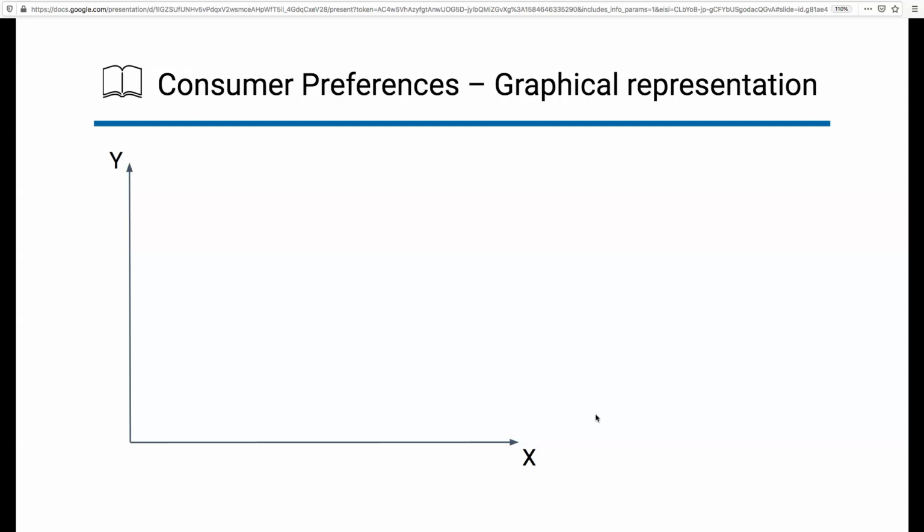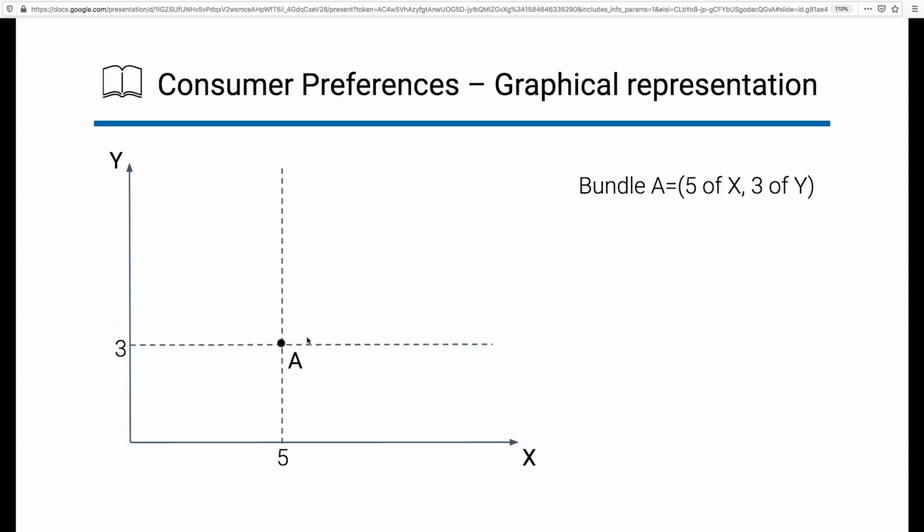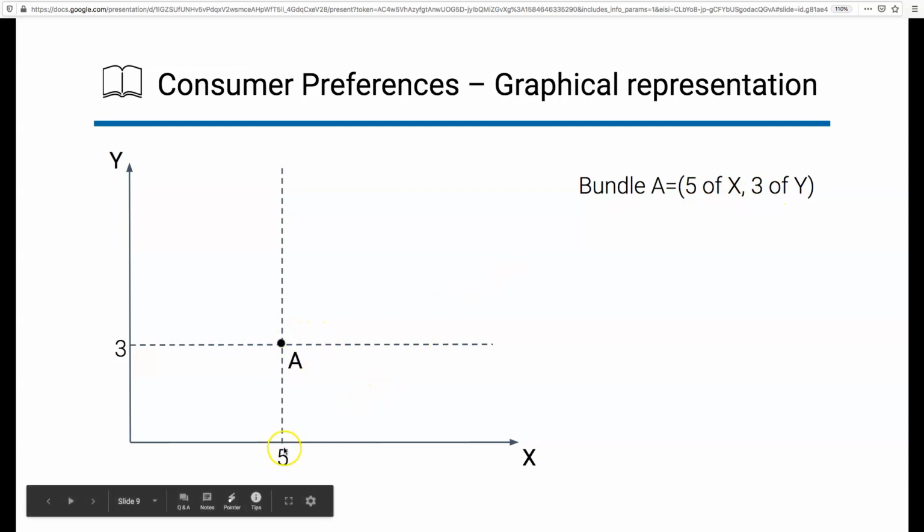And so if we want to look at the graphical representation of preferences, we can think of a plane representing all possible consumption bundles. So we're going to put the amount of good X on the horizontal axis, we'll put the amount of Y on the vertical axis, and each consumption bundle would be just a point in this plane. For example, bundle A that I talked about today already, 5 units of X, 3 units of Y, can be represented by a point with the horizontal coordinate 5 and the vertical coordinate 3.